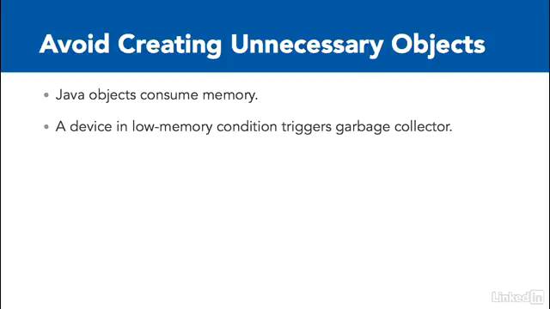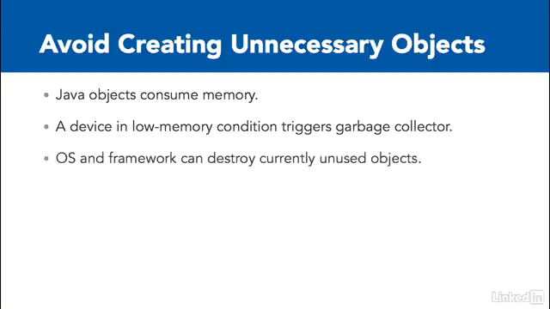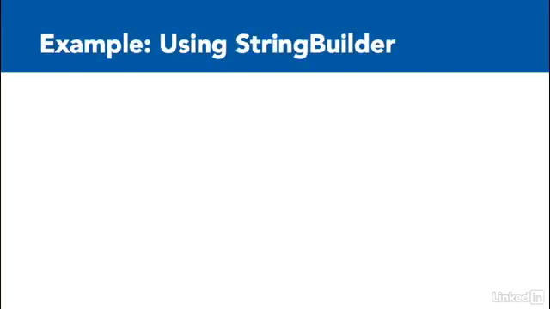But regardless of which kind of device or which version of Android you're running on, avoiding the garbage collector completely can improve performance. It's up to the operating system and the app framework to decide when it's going to run the garbage collection process. You don't have control over it as the developer. So the best thing you can do is reduce the amount of memory you're using in the first place. Here's a really simple example of avoiding adding an object that you really don't need.